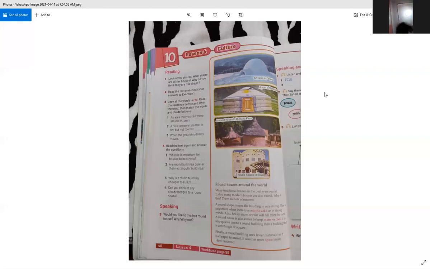Now, I want you to look at exercise number 3. An area that you can move around is called a space. So what is a space? It's an area that you move around. Number 2, a nice temperature that is hot, but not too hot. We call it warm or cool. Number 3, when the ground suddenly moves, we call it an earthquake.